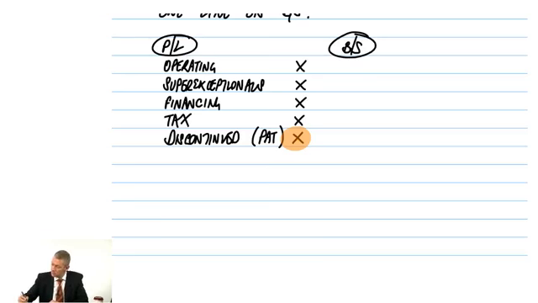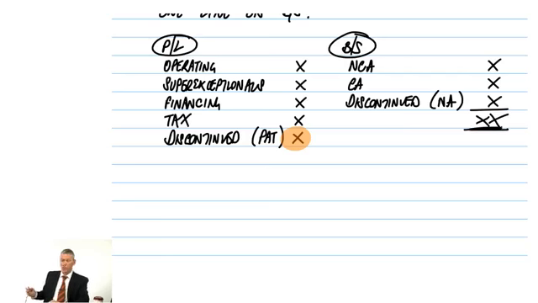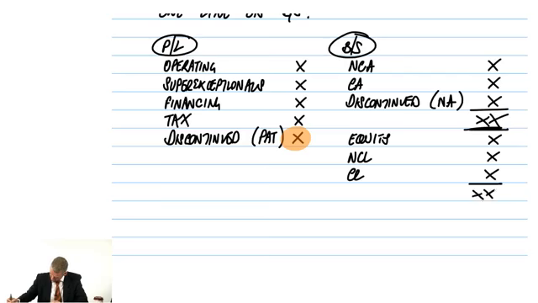So it's NCA, CA, discontinued. And again, as accountants, we're romantic people. We use kisses when we don't have numbers. There we go.